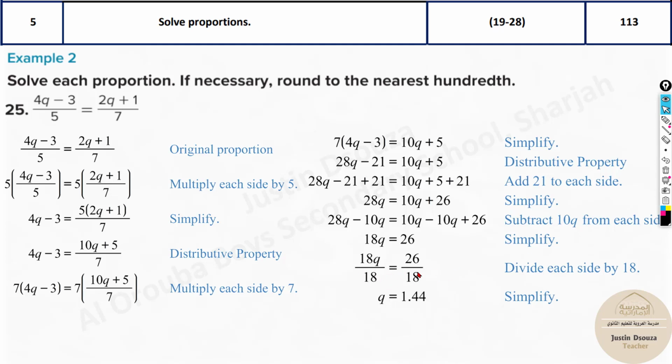Now, if you're thinking we can just put this in the calculator and solve. But over here, what would happen is this 18 cancels, 26 by 18. If you write this in fractions, that is equal to 13 by 9. 13 by 9 is 1.44. So that's the answer.